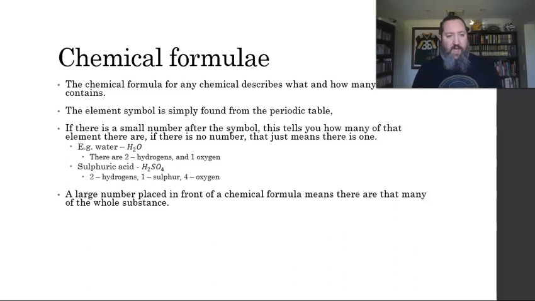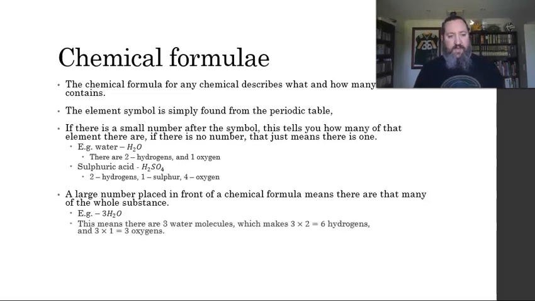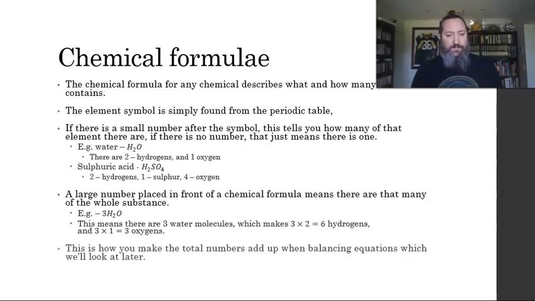So if you had a large number at the front of the formula, it actually tells you that there's multiple of everything. So something like 3H2O means there are 3 water molecules in total. So that's 3 times the 2 original hydrogens, so 6 hydrogens, and 3 times the 1 original oxygen, so 3 oxygens. That becomes really important when we look at balancing equations, making our equations add up later, but we'll come back to that in a sec.